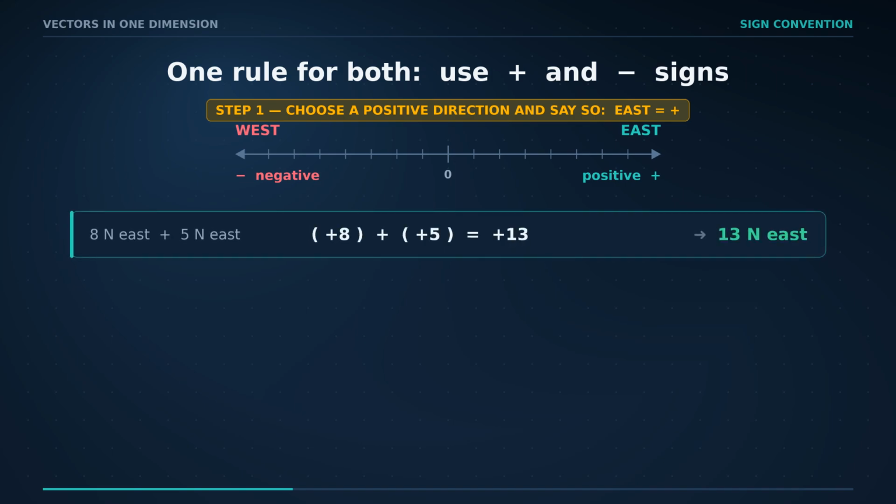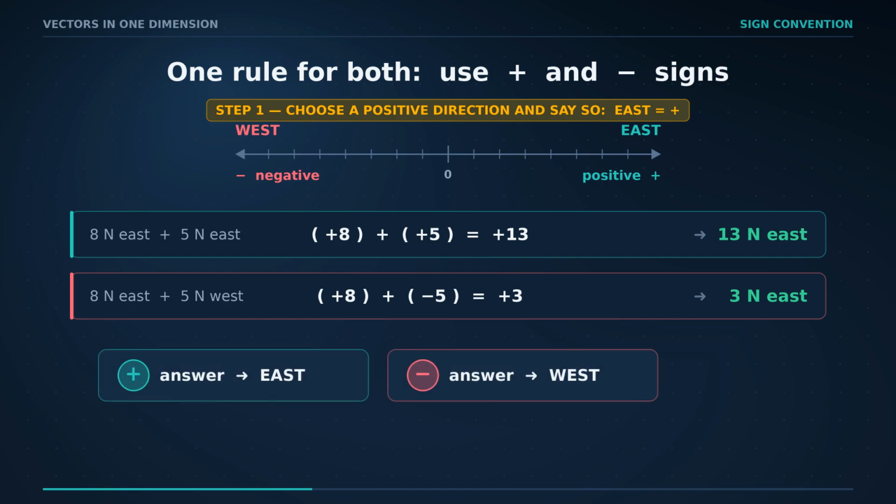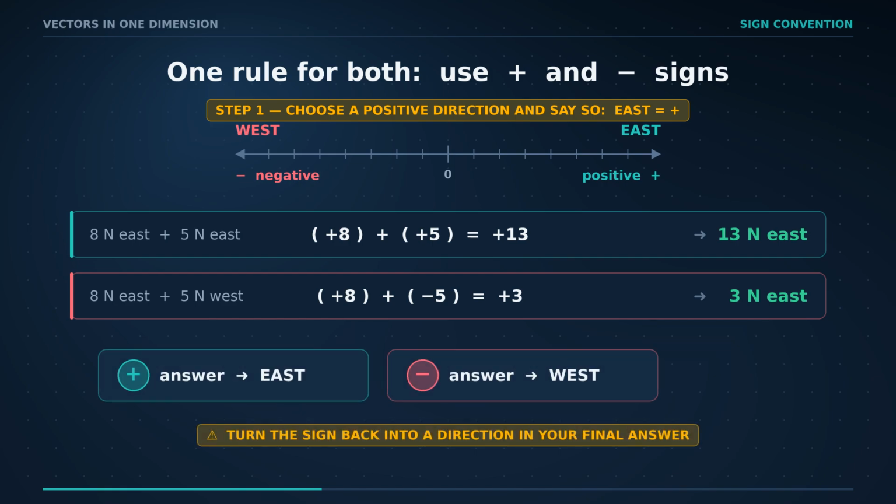8 plus 5 is plus 13, so 13 newtons east. 8 plus negative 5 is plus 3, so 3 newtons east. A positive answer means east, and a negative answer means west. Always turn that sign back into a direction in your final answer.